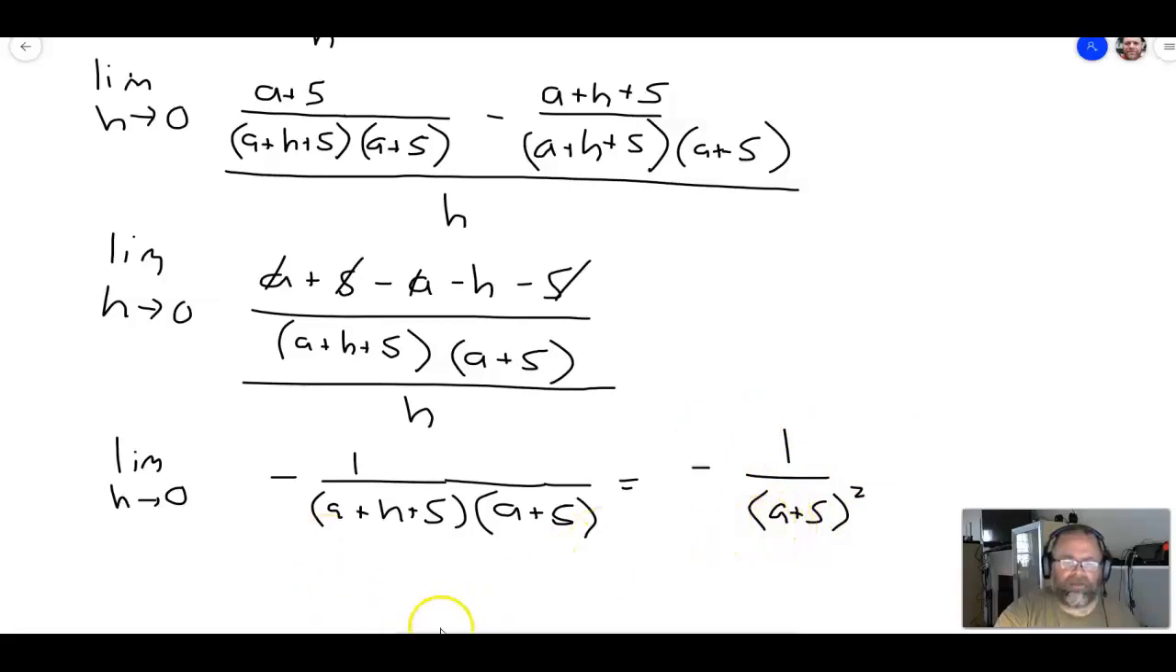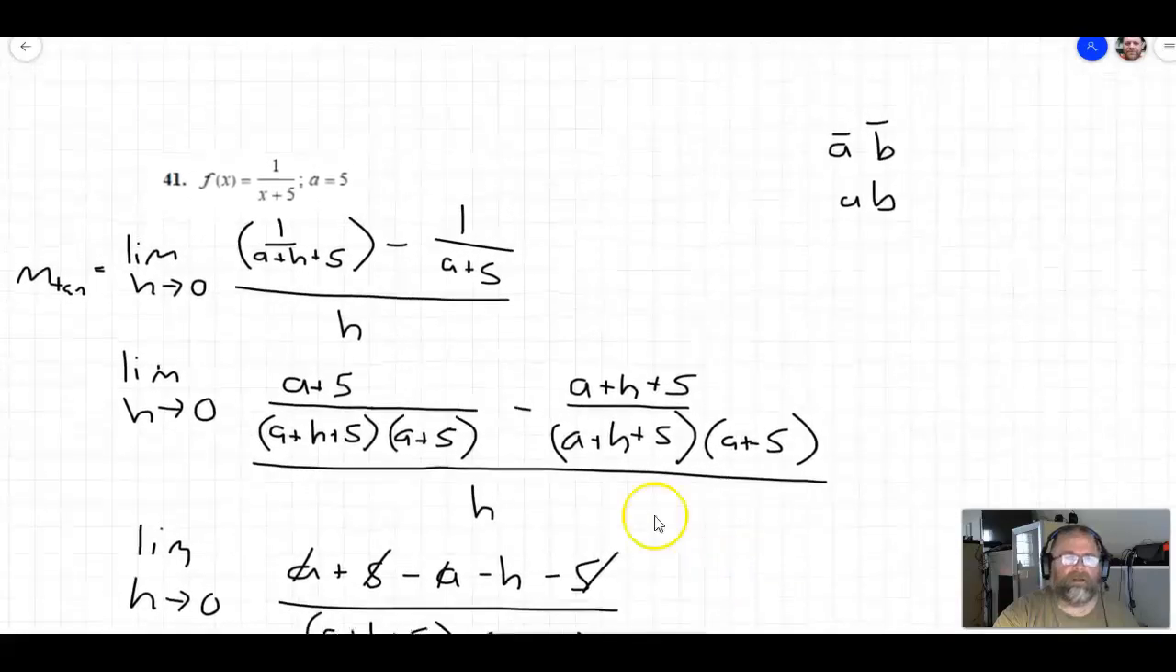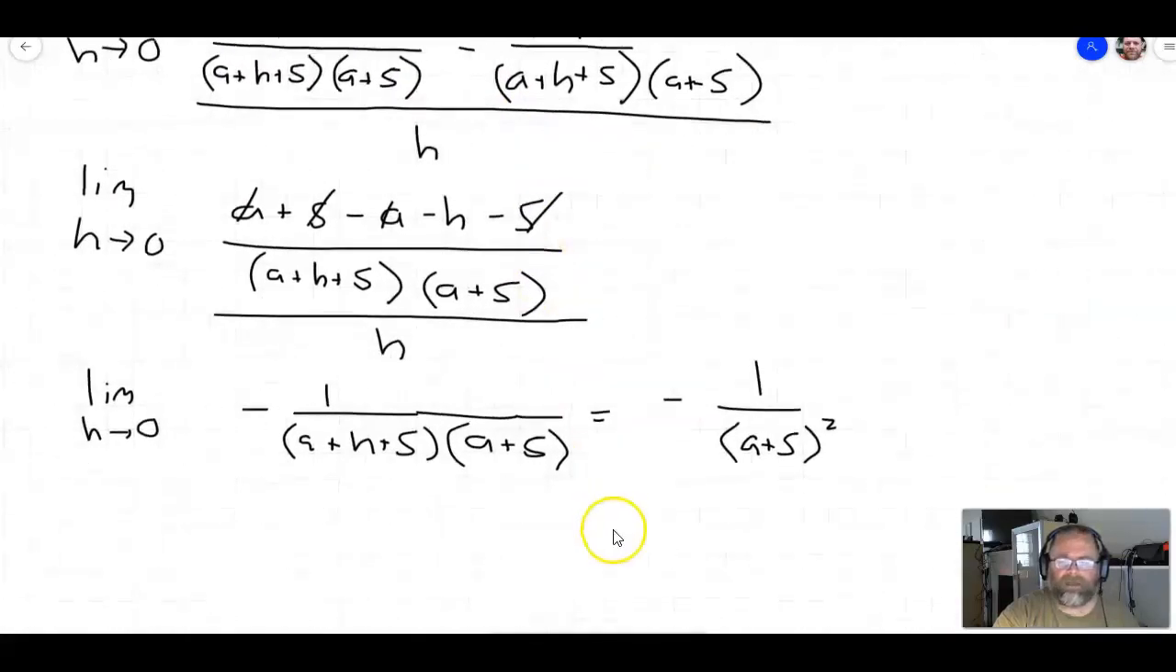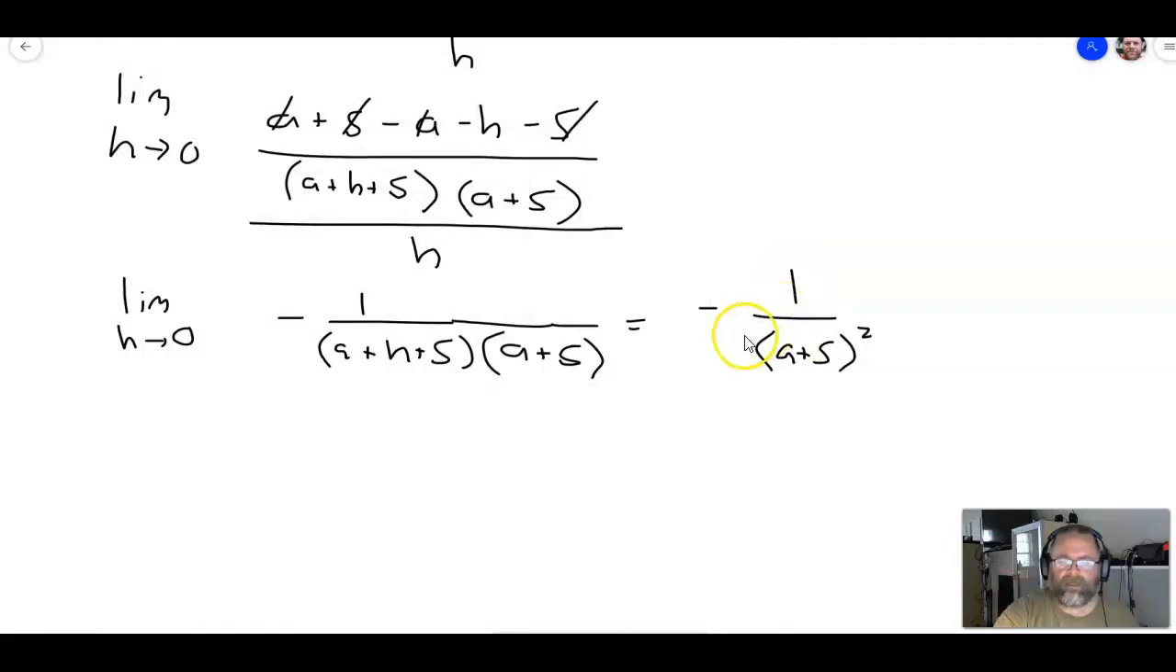And then to find the slope, we're just going to plug in that a equals 5 there. So this is going to be negative, let me see, 5 plus 5 is 10. 10 squared is 100. So my slope then is just going to be negative 1 over 100.